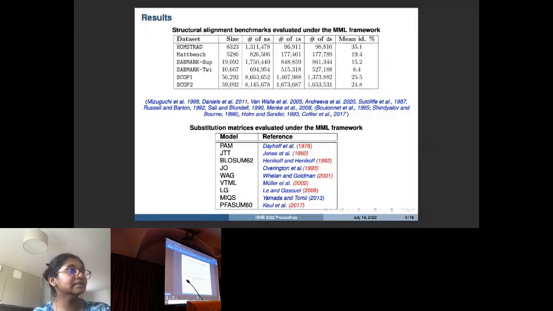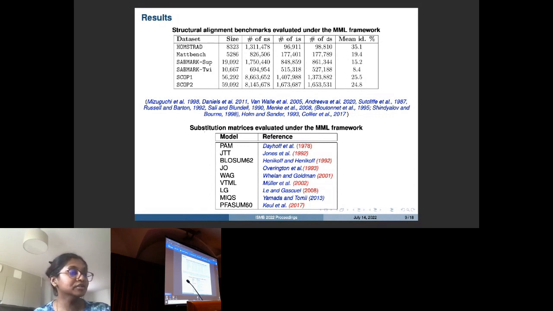So first of all, the benchmarks that we considered were these six: the Homstrad, the MacBench, the SABmark superfamily relationships, SABmark twilight zone relationships, and then the SCOP database. And here, these are structural alignments that have been generated over a range of structural alignment programs. Specifically, for the SCOP datasets, the first version has DALI structural alignments, and SCOP2 has Mallow structural alignments.